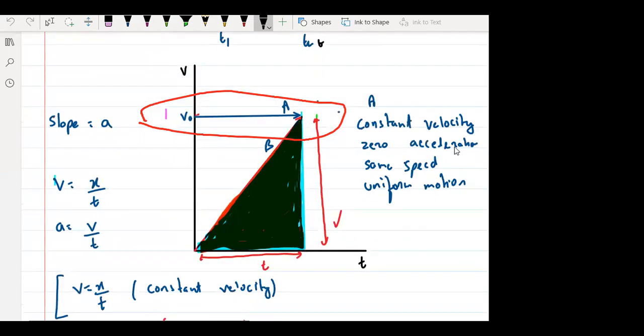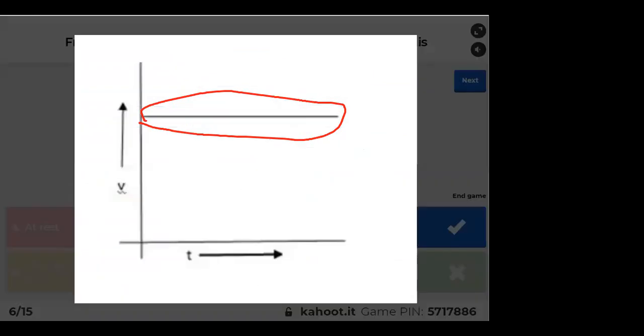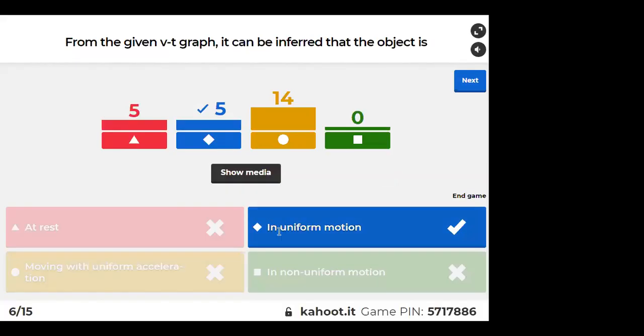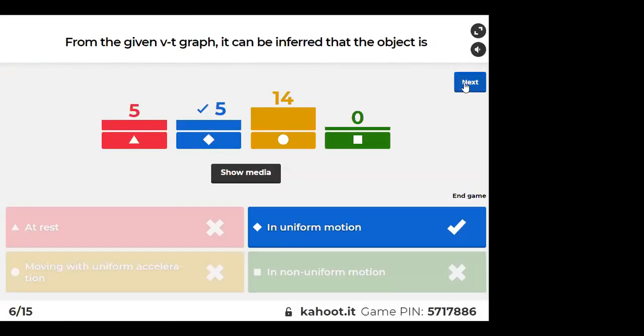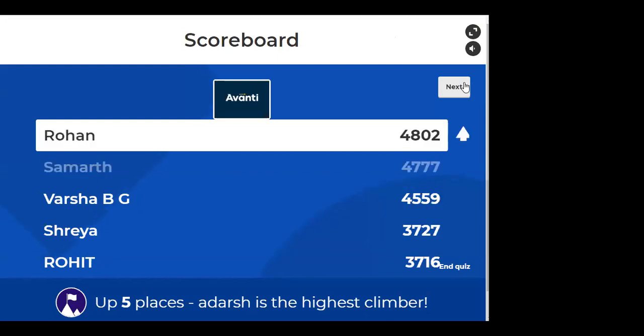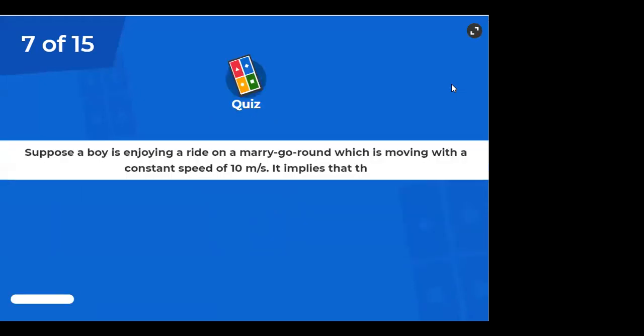Constant velocity, zero acceleration, same speed, uniform motion. Yes or no? Did everyone understand? I taught this today only, and I wrote it all too. So obviously what happened? Uniform motion. Yes or no? That is correct. How can you say uniform acceleration? What does uniform acceleration mean? This is uniform acceleration. Now B is the uniform acceleration. This is zero acceleration. Okay? Clear? I hope this is clear. This is of double points, right? This is of double points.